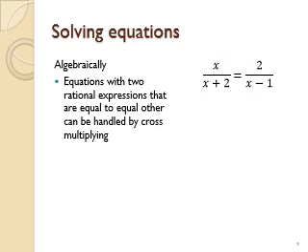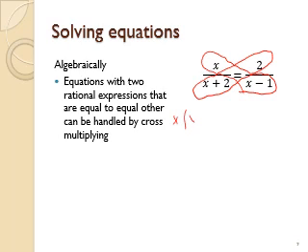Okay, let's move on to the next type of rational equation. What if you had two rational expressions on opposite sides of the equal sign? Well, this can best be handled by cross multiplying, which some of you might remember. In fact, some people call this butterflying. You might have had a middle school teacher or somebody else teach you that term. So if you cross multiply, the left-hand side would be x times x minus 1, and the right-hand side would be 2 times x plus 2.